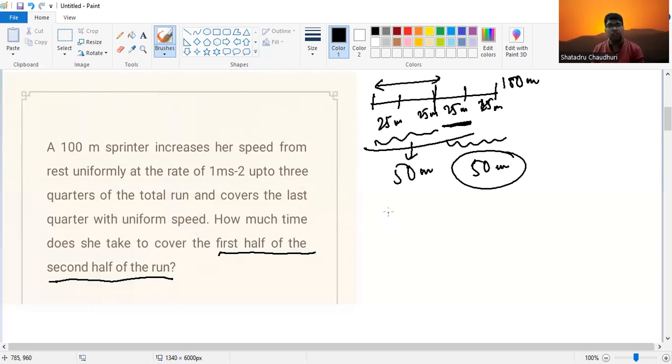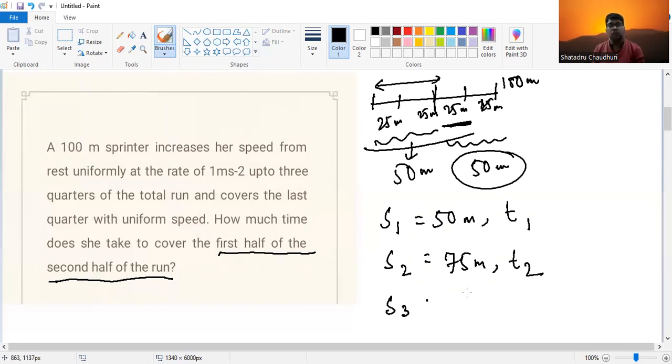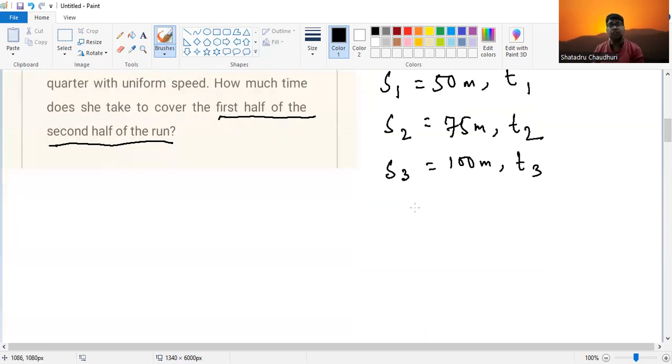So, I can say that the distance covered s1 equals 50 meter in time t1. The distance covered s2 equals 75 meter in time t2, and the distance covered s3 equals 100 meter in time t3. Obviously, t1, t2, and t3 are in seconds. Now, the acceleration of the body is given as 1 meter per second square.